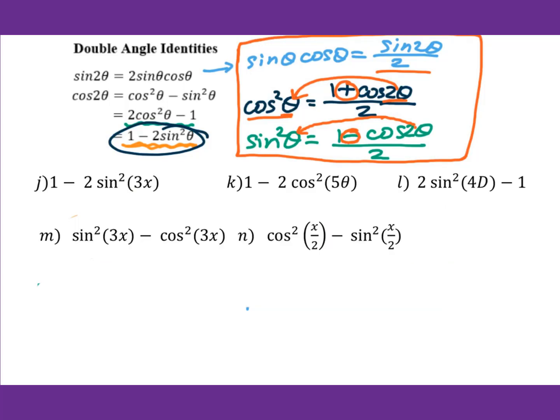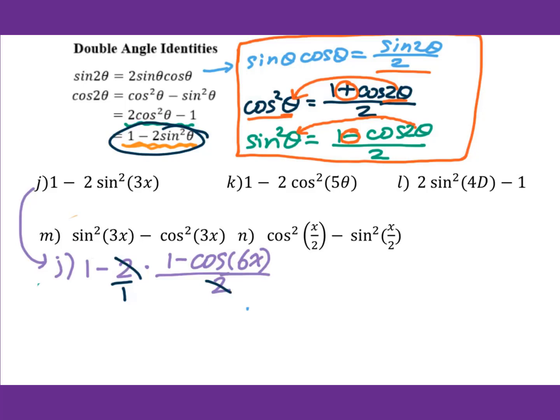Now go to this J. You will get 1 minus 2 times this square, that means 1 minus cosine. And double angle, that will be 6x over 2. Then we do multiplication, reduce. You will get 1 minus, change the sign because I have negative. You can put the parentheses here. Get 1 plus cosine 6x. That's cosine 6x.